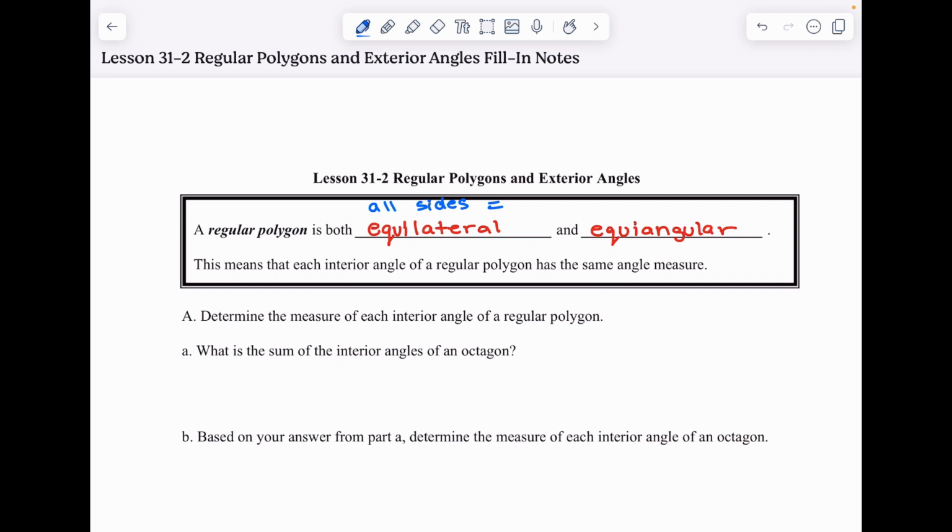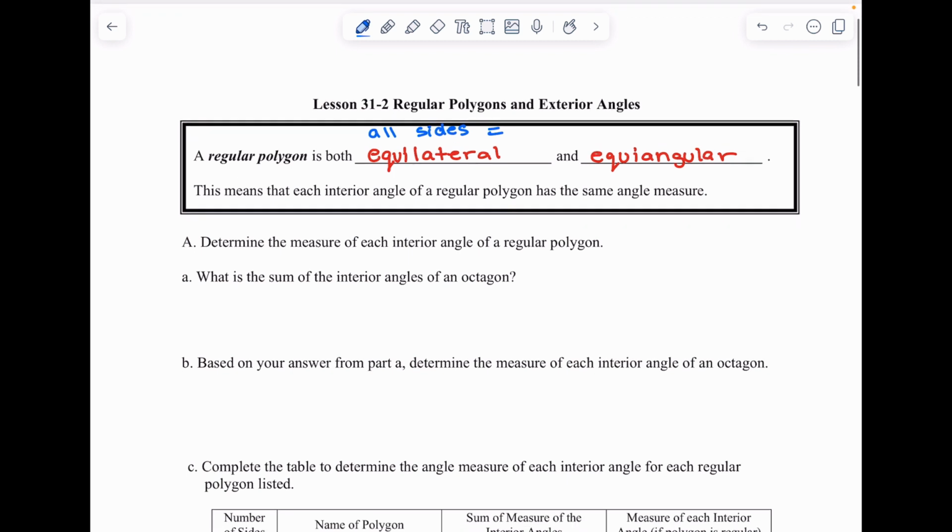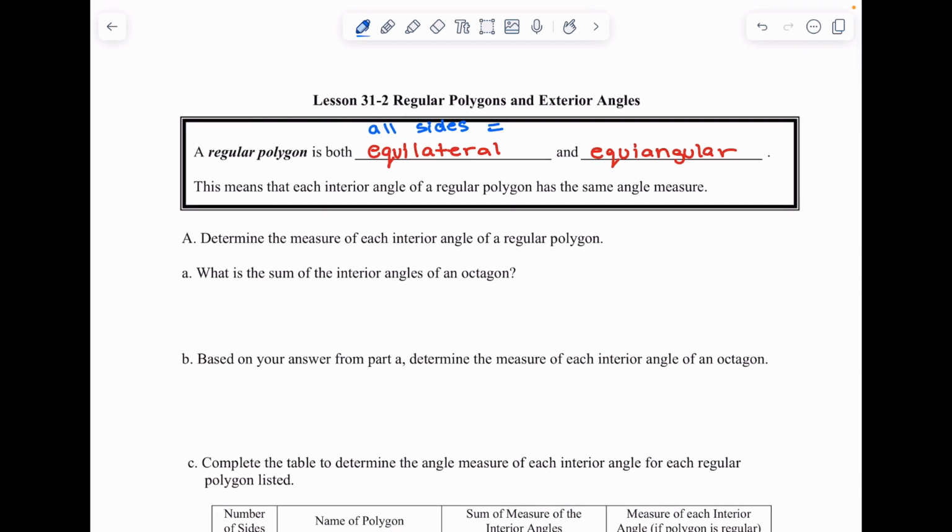And if we know that all of the angles are going to be the same measure, we can just divide the interior angle sum by the number of angles to find out what each interior angle is going to measure. So let's practice this. In the last video, we said that we can find the sum of the interior angles of a polygon by multiplying 180 by the number of sides minus 2.